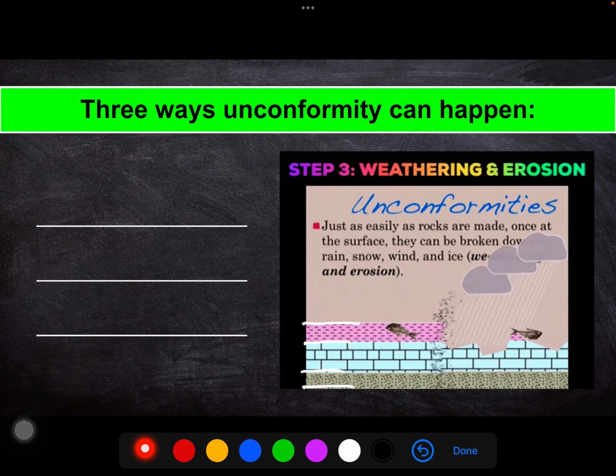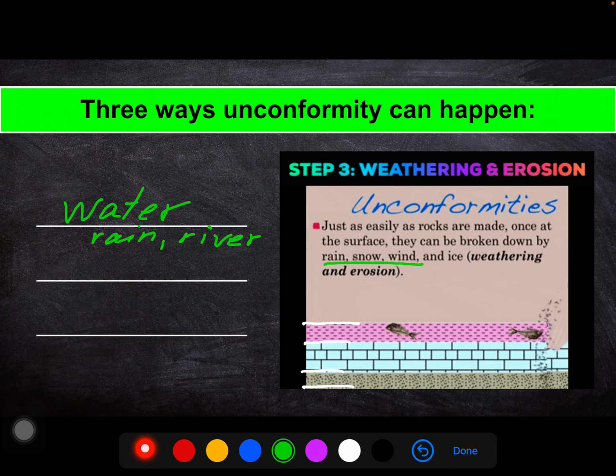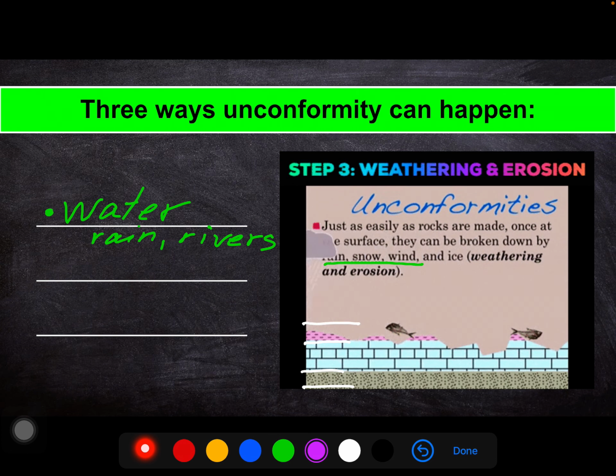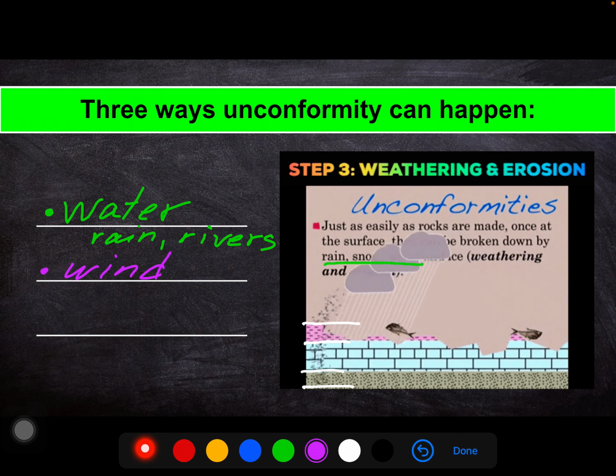And so things that cause these unconformities, weathering, erosion, you're seeing examples right in here. Any kind of water, so we're thinking about like rain or rivers or waves. Water is a huge weathering and erosion factor, creating unconformities. Another one can be wind. Now that obviously can't move as big of pieces of sediment as water can, but it can still move sediment either way. And our final one here is ice.